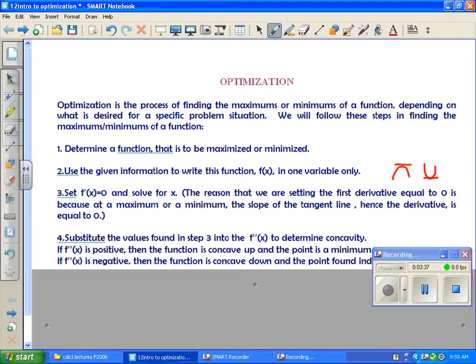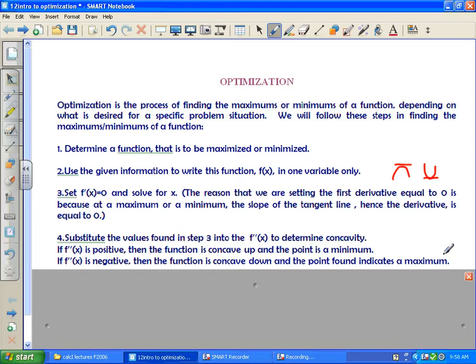If f double prime is positive, that means that the function is concave up. So the point you found would be what then? If the second derivative is positive, that means it's concave up, right? So the point found is going to be a minimum. On the other hand, if the second derivative is negative, then the function will be concave down and the point found will be a maximum.